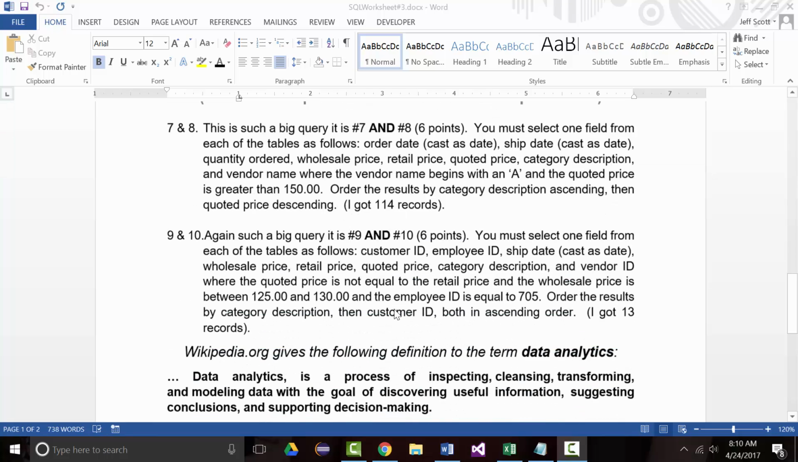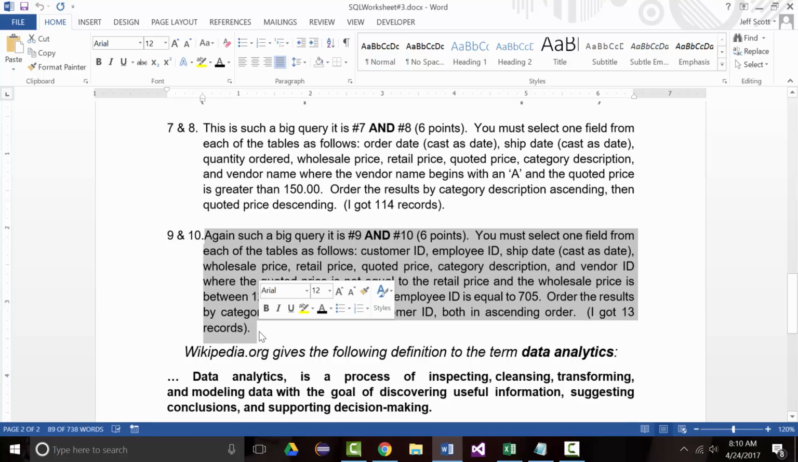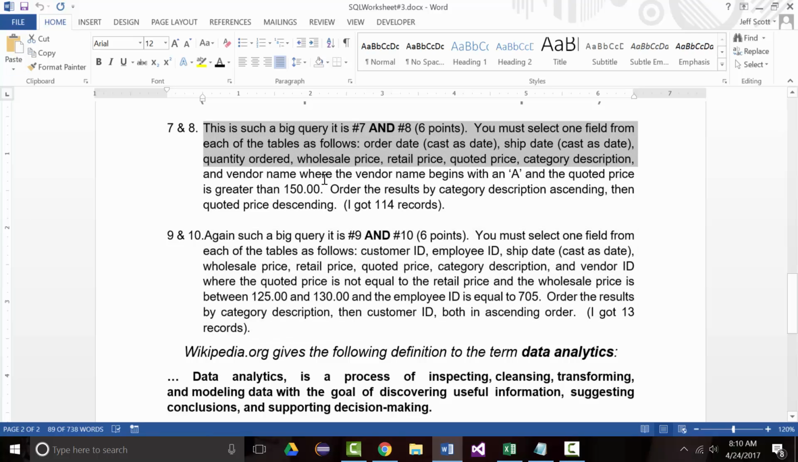7, 8, 9, and 10, if you look, these 2 are harder. All right, what do I mean by that? This one, I am actually asking you to join stuff together from all 8 tables. I tell you exactly what I'm looking for. This one, I think you have to join about 5 or 6 of the tables. I tell you how many records I got, how many records you should get, etc.